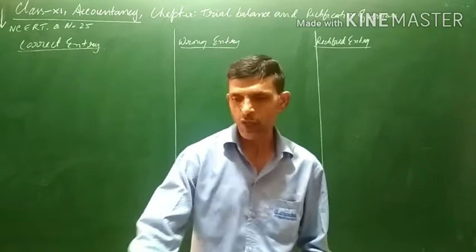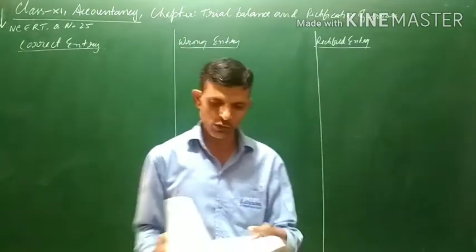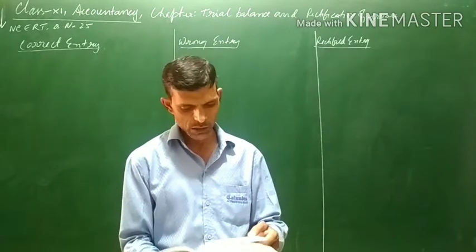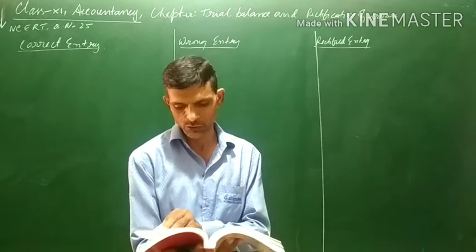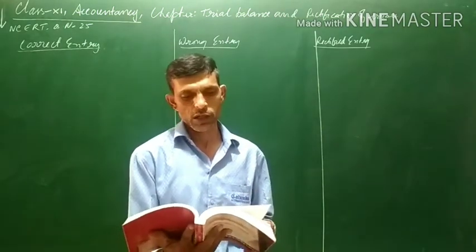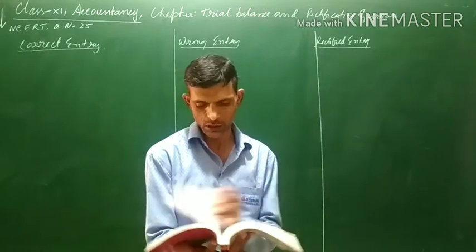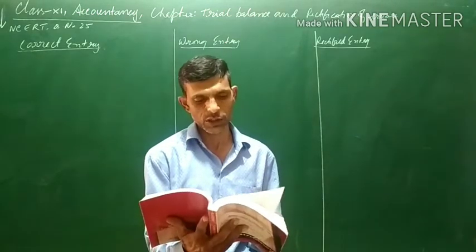So we will today do question number 25, and there are around 12 statements or 12 types of errors mentioned, and we will be doing one by one whatever is given in the question.